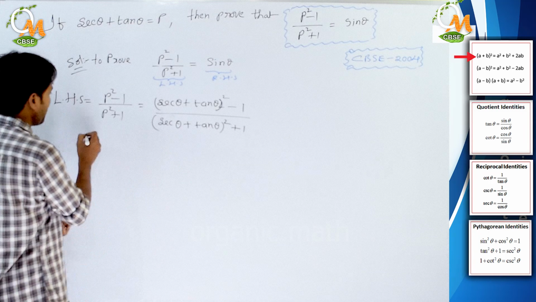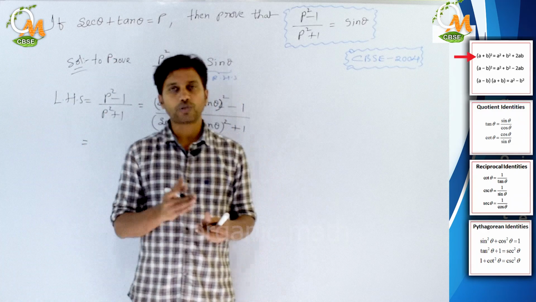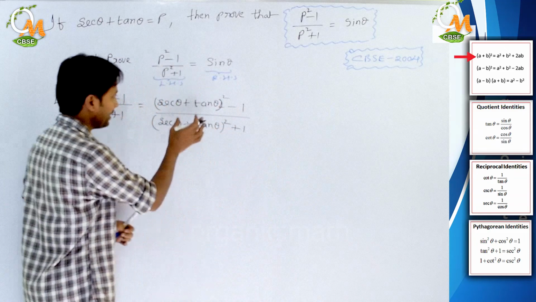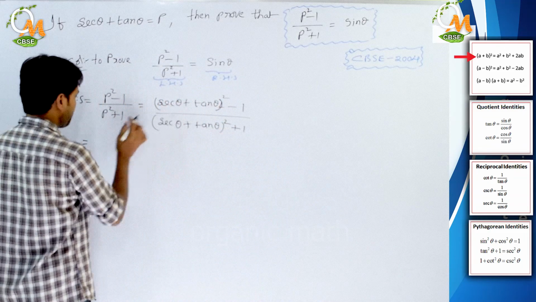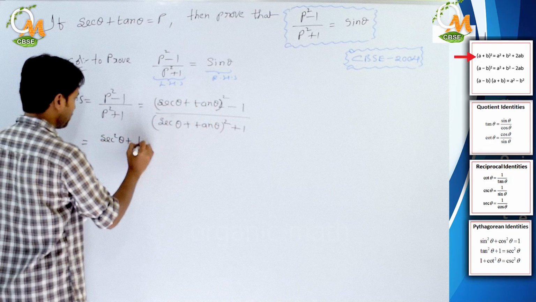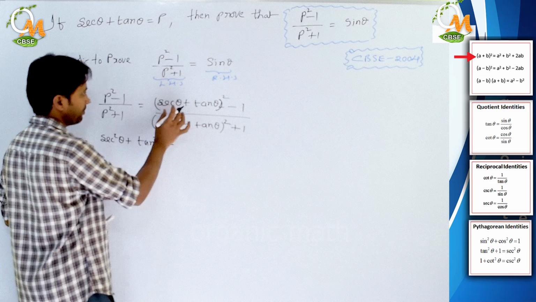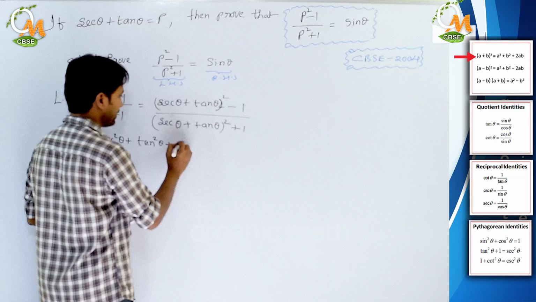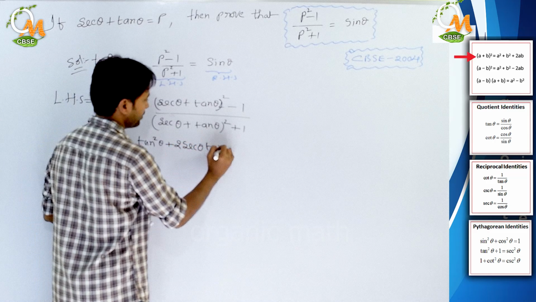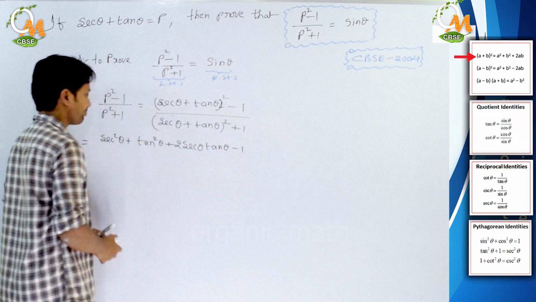Yes. Do the expansion in which form? A plus b whole square form. What is a plus b whole square expansion? A square plus b square plus 2ab. Now do that in this pattern. Okay, a square means what? Secant square theta plus b square, that would be your tan square theta, plus 2ab. Okay, 2 secant theta tan theta. Expanded this. Now we need to write minus 1.